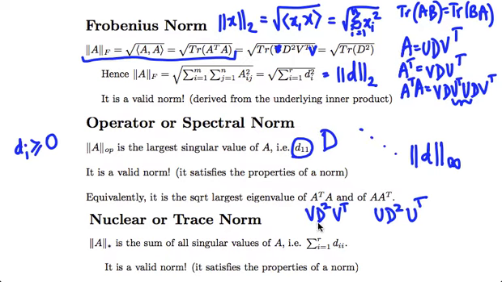And now D squared contains the eigenvalues of this matrix, and if I take the largest eigenvalue, that's going to be D1 squared, and if I take the square root of that, it's just D1, right? So that's exactly what we wanted. So another way to calculate the largest singular value is to calculate the largest eigenvalue of A transpose A or AA transpose and take the square root.